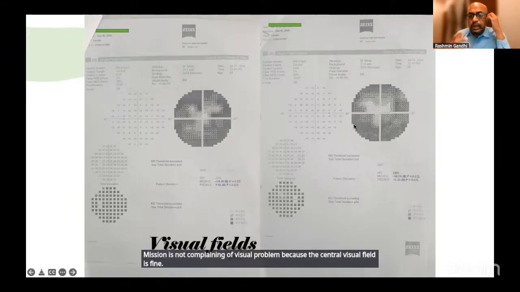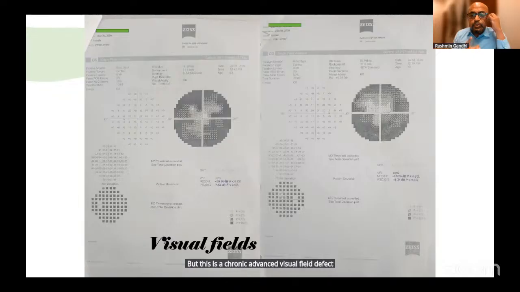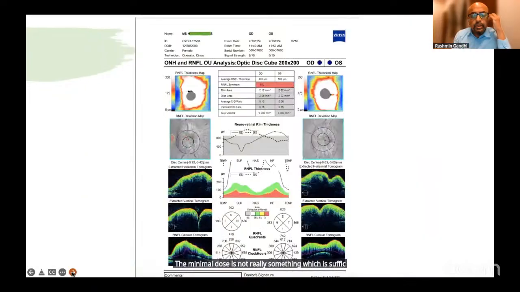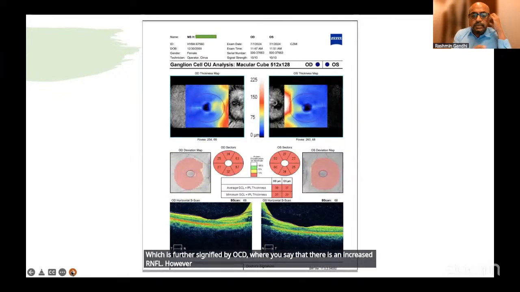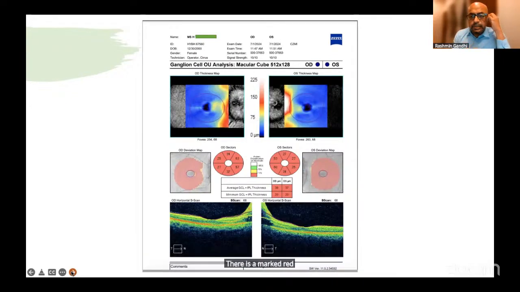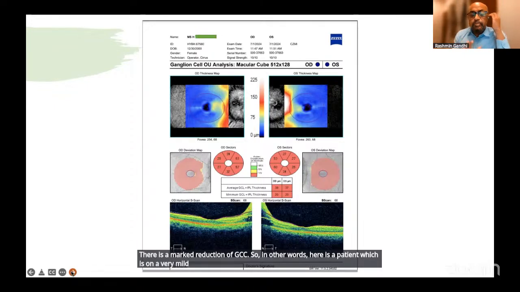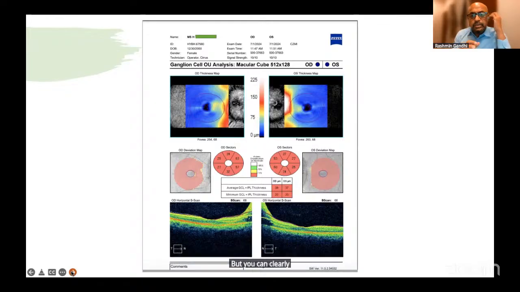But this is a chronic advanced visual field defect, which tells you that the minimal dose is not really sufficient for this patient, which is further signified by OCT, where you see that there is an increased RNFL. However, if you look at the GCC, there is a marked reduction of GCC. So in other words, here is a patient on a very mild dose of acetazolamide because the visual symptoms are not really very severe. But you can clearly see that she's actually on the edge. If she's not treated aggressively, she can tip over to a really advanced vision loss, which can be irreversible.